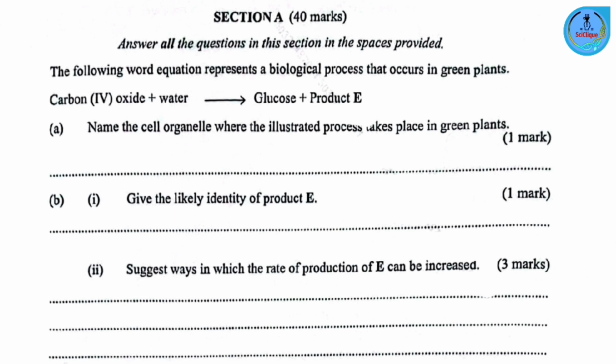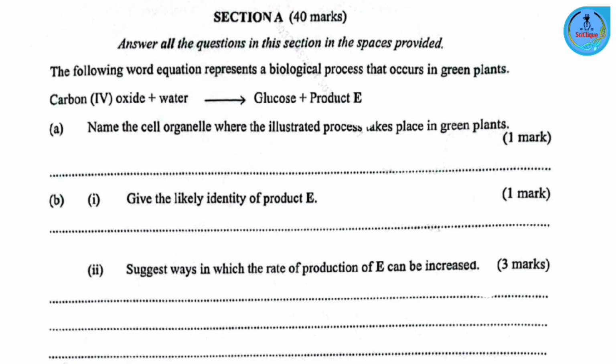Now, in our word equation, we have carbon 4 oxide reacting with water, leading to the formation of glucose and a product labeled E. Now, of course, glucose is a food substance. So essentially, we are having CO2 and water reacting, leading to the formation of food. So this makes this process photosynthesis. Part A. Name the cell organelle where the illustrated process takes place in green plants.